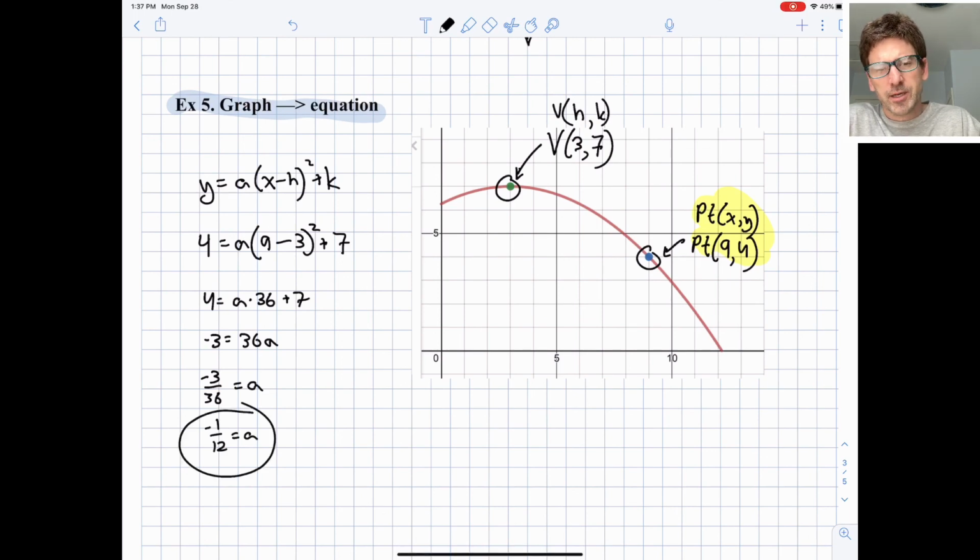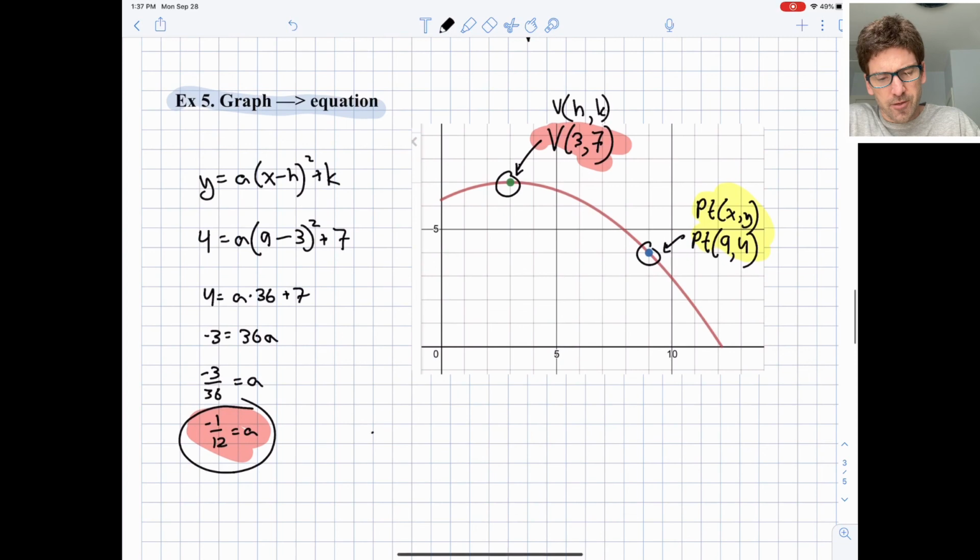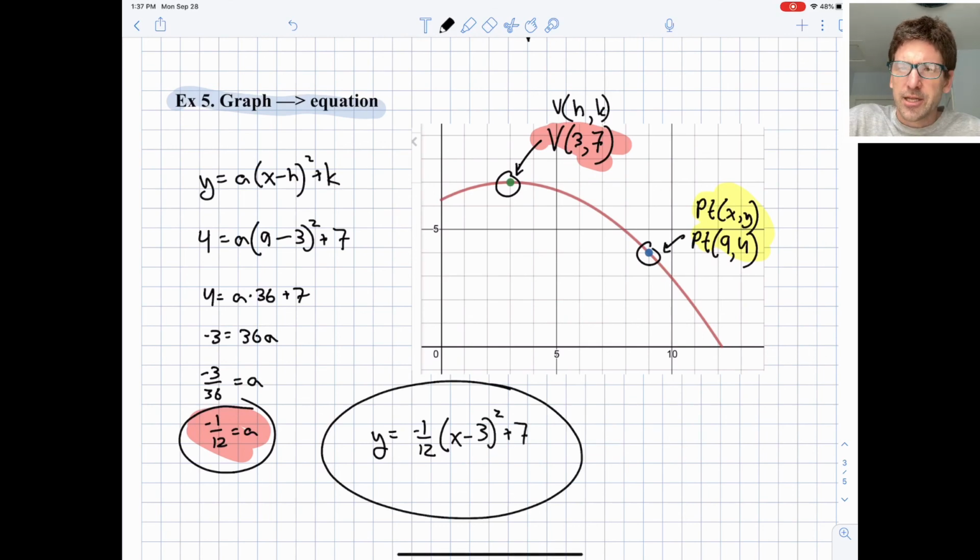So we have some important information here now. We know the vertex, and we know our a value, and we can write out the equation of our parabola. So our final answer here is going to be y equals negative 1/12 times x minus 3 quantity squared plus 7. To check that work, I would suggest going over to Desmos, plotting it up, and see if you get those 2 same points that we have highlighted on the parabola that you see here. So we got through it, and that's a good place to stop.